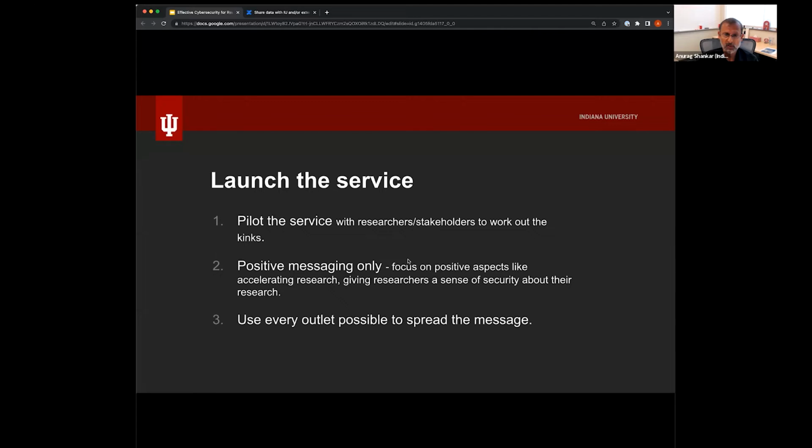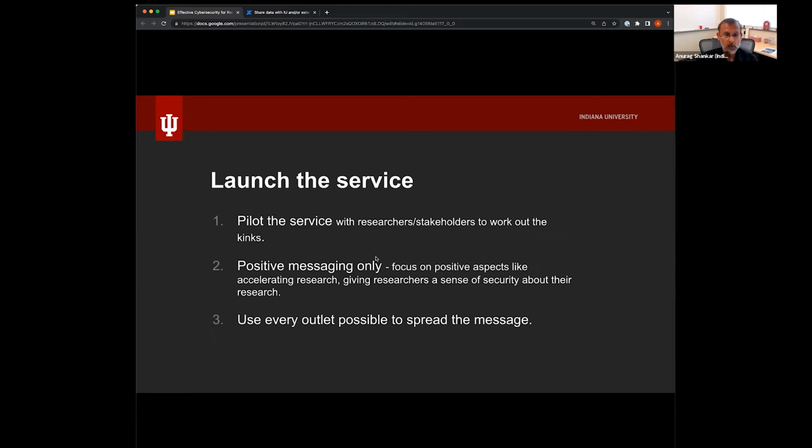And as I said, messaging was very important. It had nothing to do with protecting data and things like it. It was all about accelerating research and making sure that you can do your work. So that's a very important piece of it. And again, in the last couple of years that we have done this, we've gotten feedback on that as well. So this is a very important aspect of this.